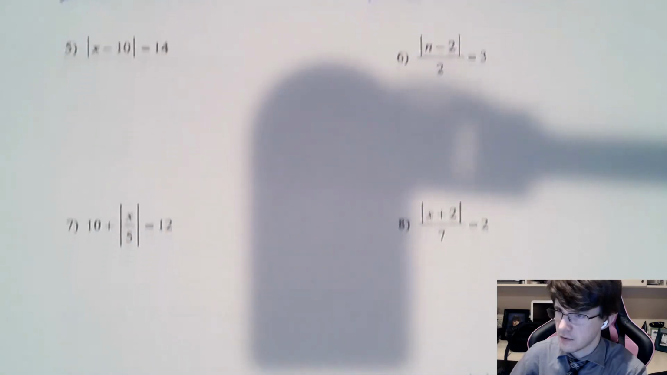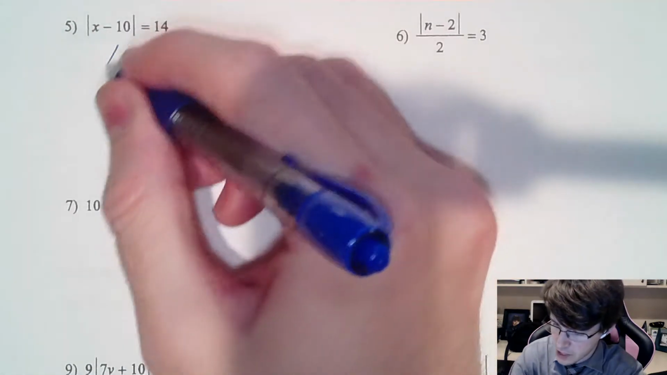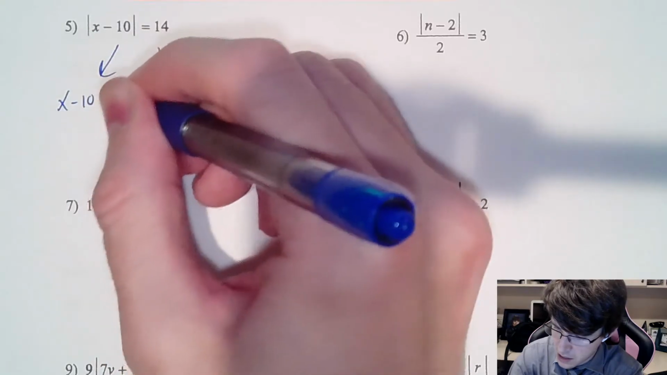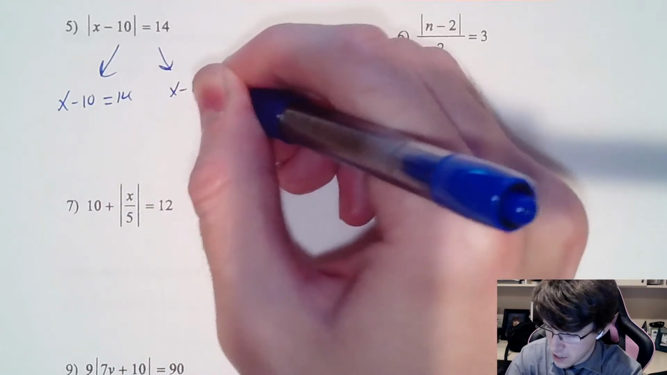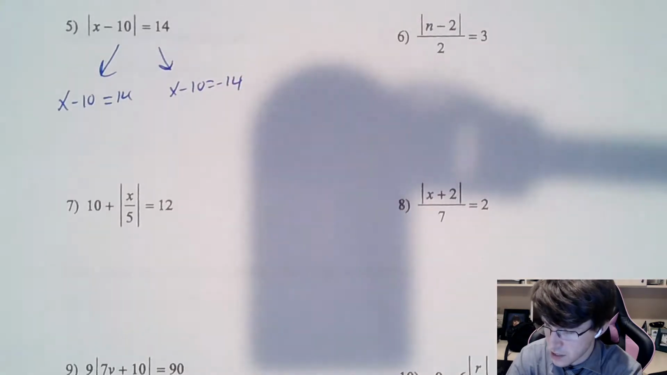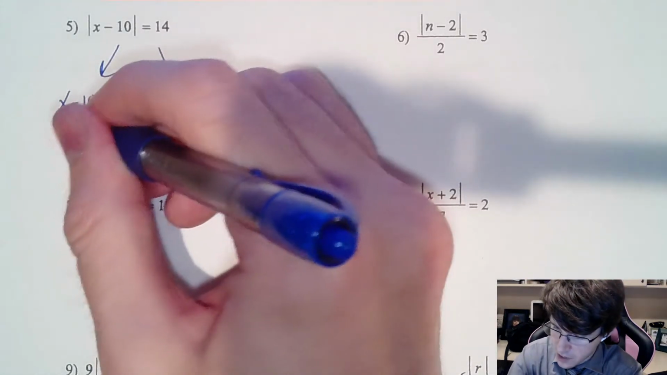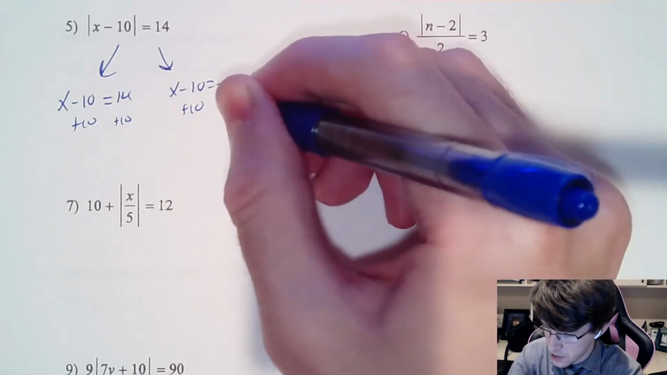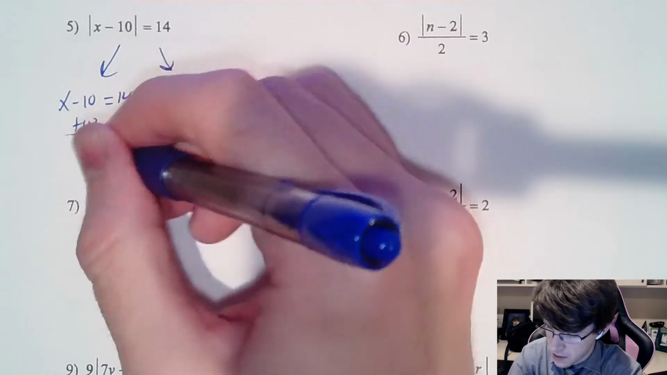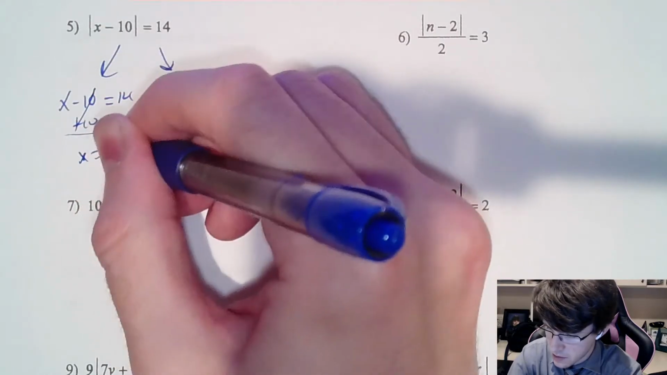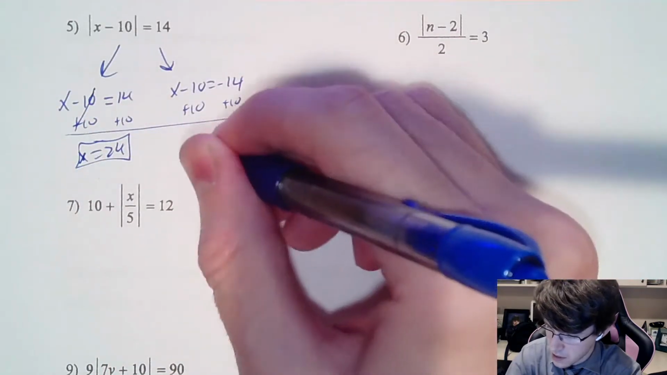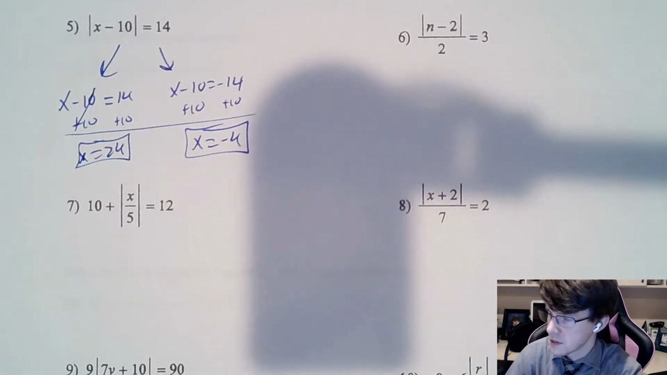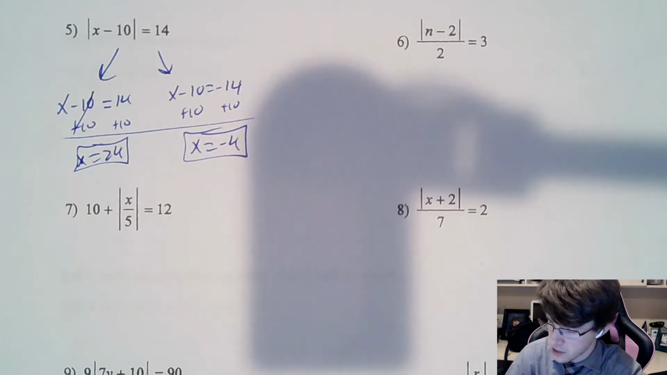Problem number 5. Again, we split this guy into two. We get x minus 10 is equal to 14, and x minus 10 is equal to -14. Add 10 to both sides. Oops, I did it to both equations instead of both sides. And now we get x is equal to 24, and x is equal to -4. Awesome stuff.